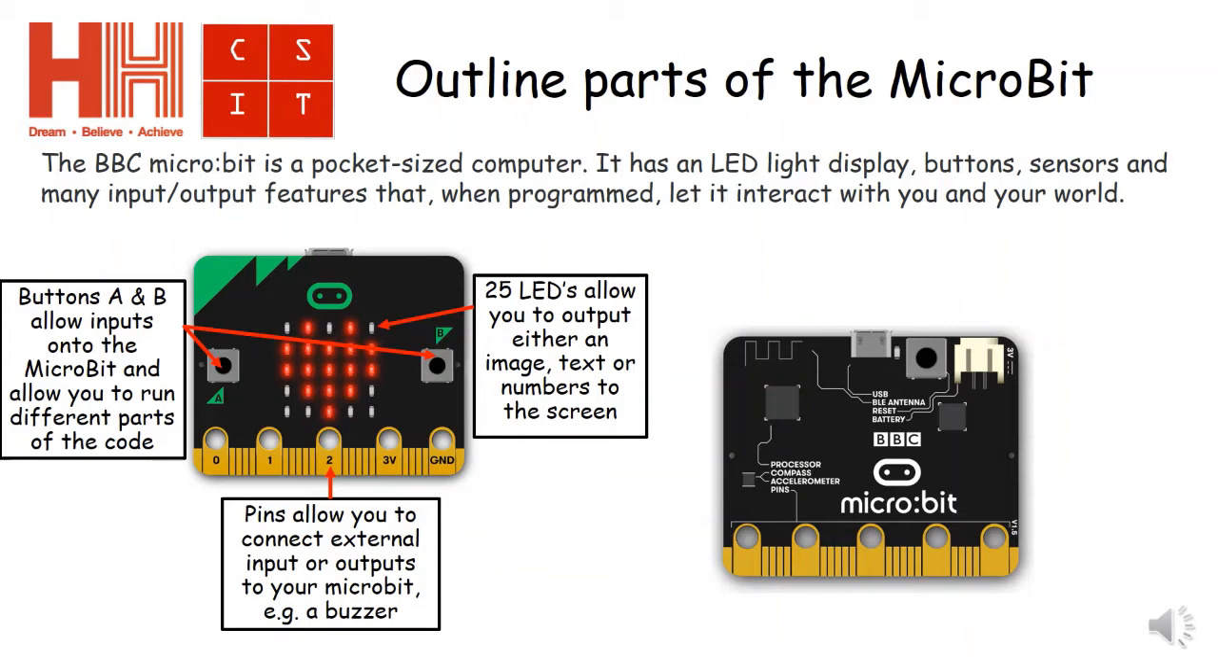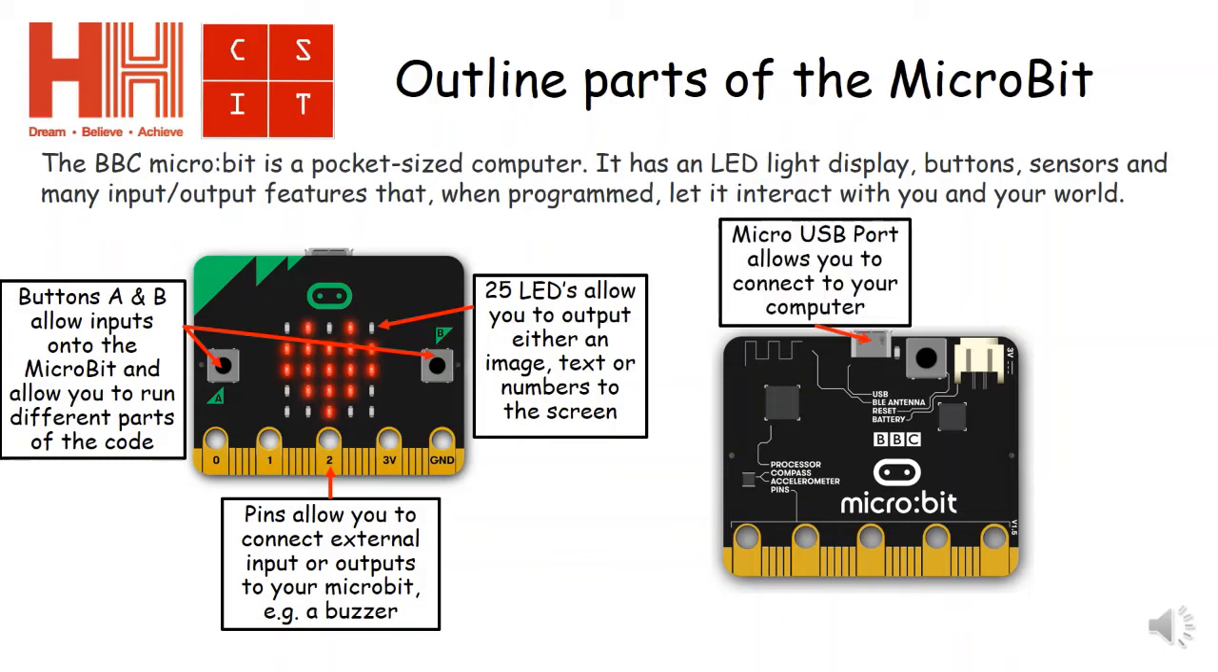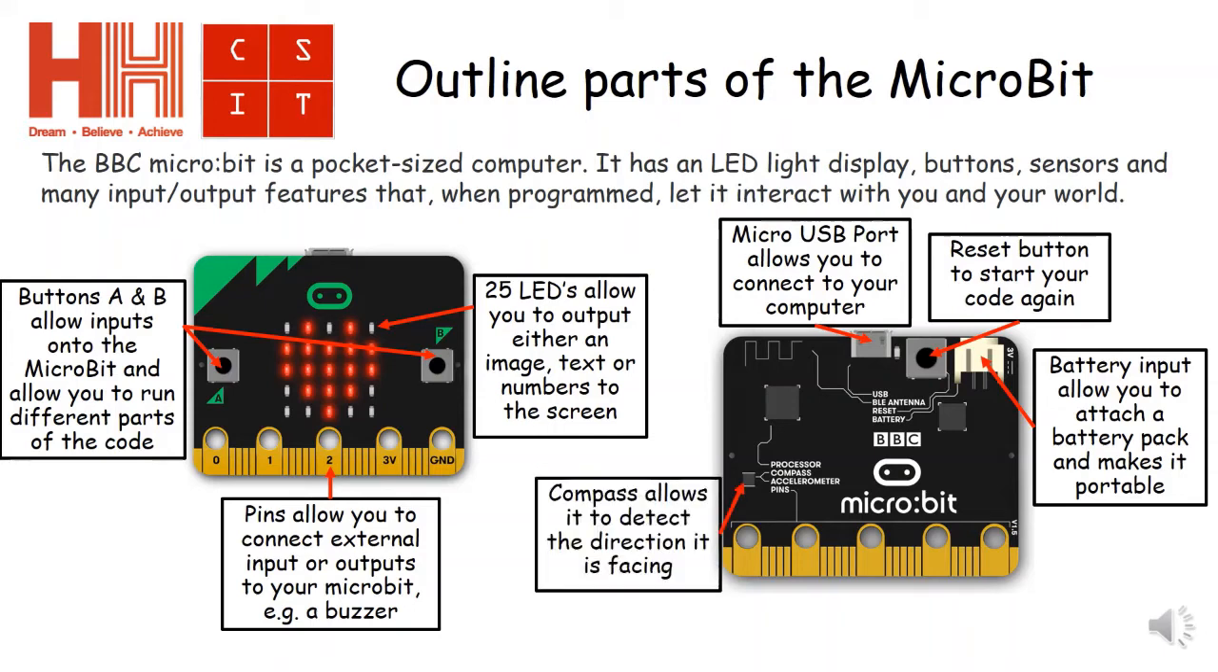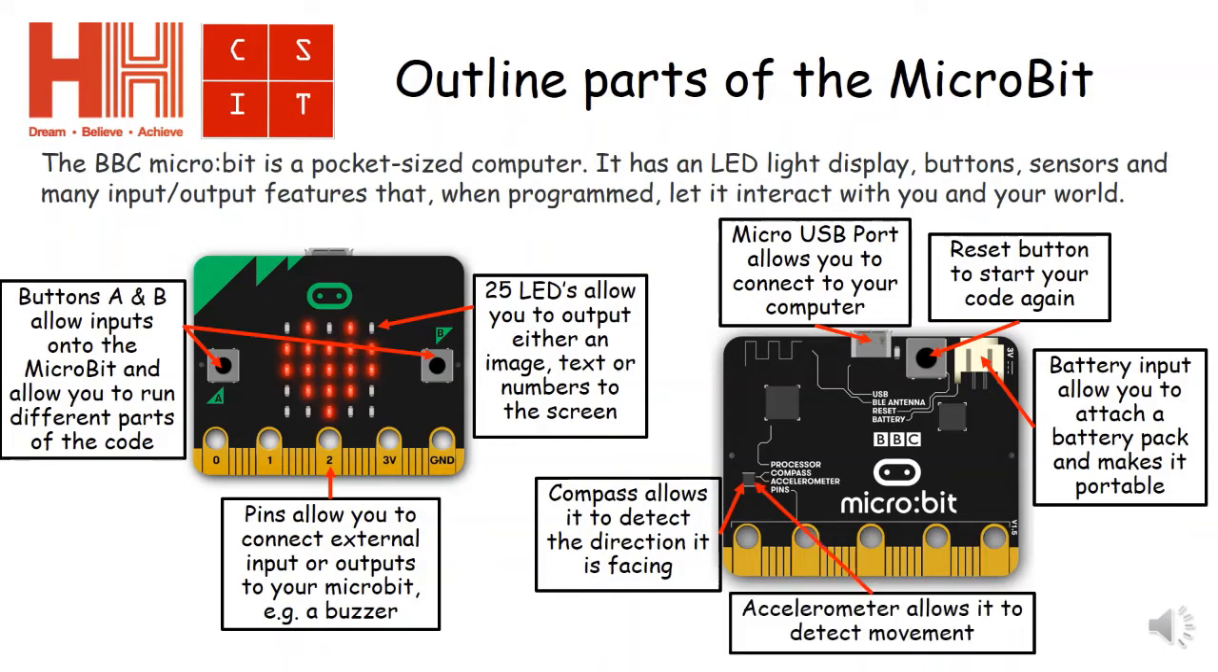Moving on to the back of your microbit, you first of all got a micro USB port. Now this allows you to connect to your computer, which will either provide it with power or allow you to download code onto it. There's a reset button, so you can restart any code you put onto it from the beginning. There's also a battery input, which allows you to power the microbit from a battery pack, which in turn will make it a portable device. Now, some of the inbuilt functions are a compass, which obviously allows you to detect the direction, and an accelerometer, which allows it to detect movement.